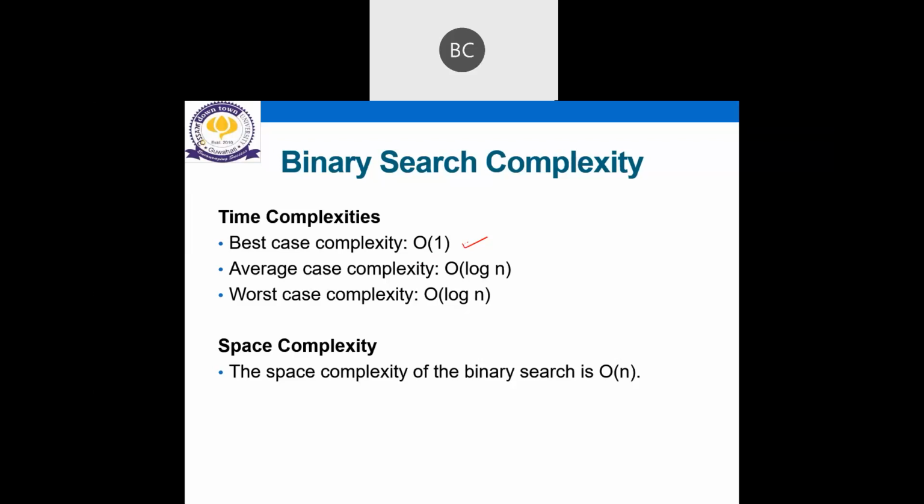For binary search, remember, we find a mid value. If the middle value is the item you are looking for, then the best case arises, not the first item like in linear search, because in binary search we divide the items into two halves. So we first look at the mid value. If your item is at the mid position itself, you get it in one single step, so best case is O(1). Worst and average are both O(log n), and space complexity depends on the number of inputs, so it's O(n).